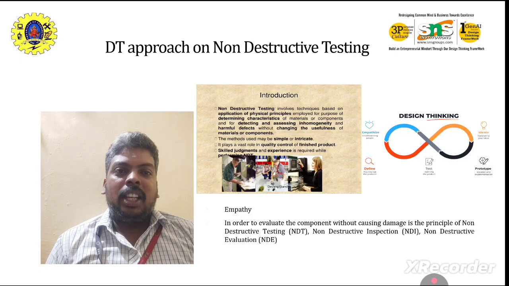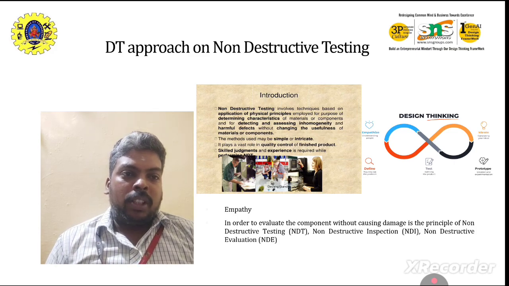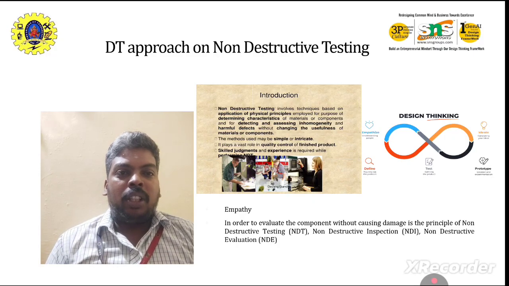That is the design thinking approach on the non-destructive technique. Design thinking has five different factors: empathy, next one is define, third one is ideate, fourth one is prototype, and finally test. These are the looping structure of the five concepts of design thinking.